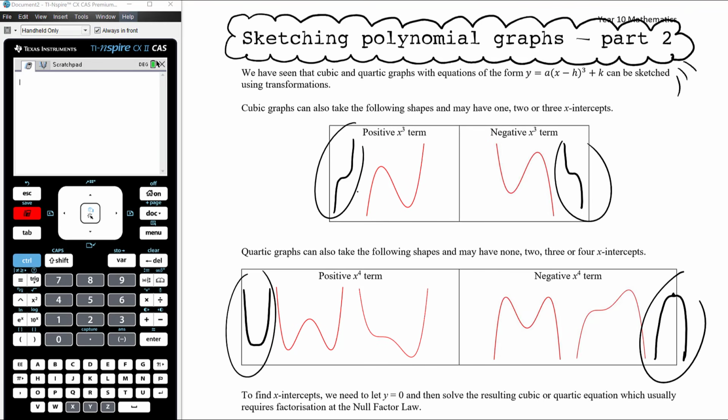Okay, a cubic could have up to 3 x-intercepts. And in that case, if it's got 3 x-intercepts, we're probably going to have a cubic equation that we need to factorize and use the null factor law to find those. Similarly, a quartic could have up to 4 x-intercepts. Okay, and so finding the x-intercepts is going to be of bigger importance here.